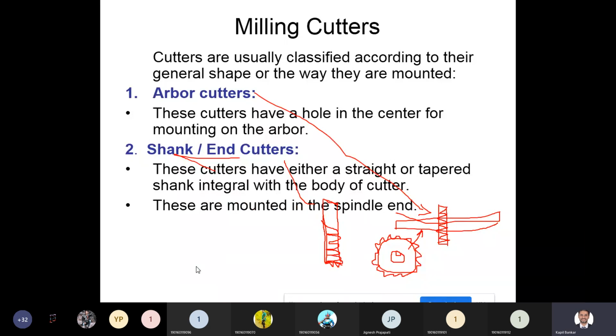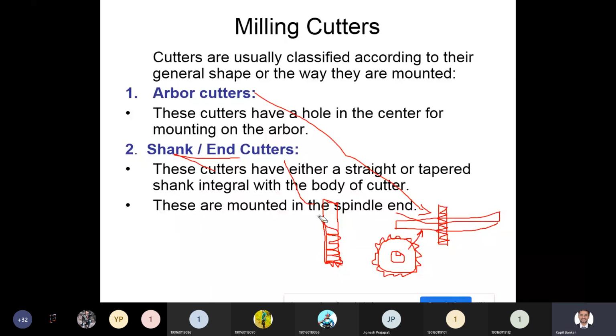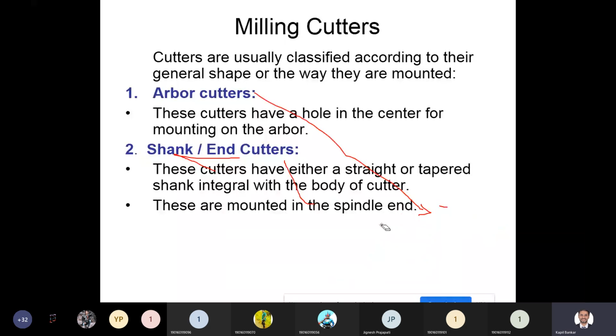These are mounted in the spindle end, meaning this type of cutter.